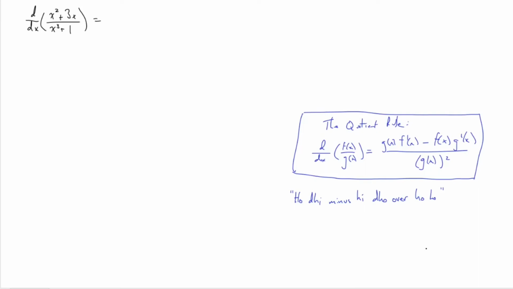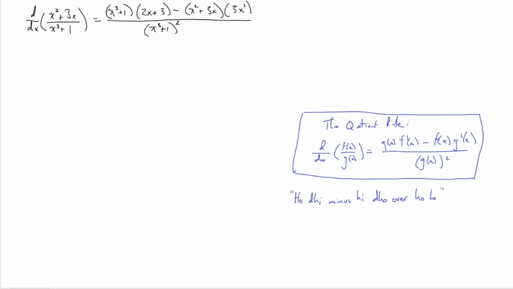Let's find the derivative of this function, x squared plus 3x, all over x cubed plus 1. Well, it's ho, the bottom function, d hi, so times the derivative of the top function, and the top function is x squared plus 3x, its derivative is 2x plus 3, minus hi, so that's subtracting the top function, d ho, so times the derivative of the bottom function, and the derivative of x cubed plus 1 is 3x squared, all over ho ho, the bottom function squared. And then if we wanted to, we could do a bunch of algebra to simplify this. I'm just going to leave it like this for now.